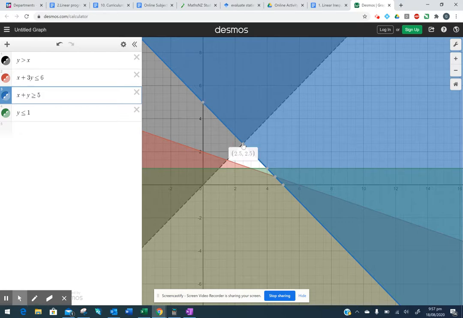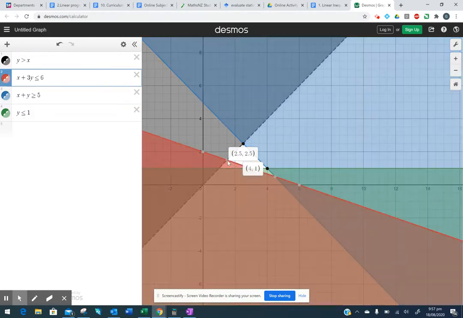So I'm interested in that one, which is 2.5, 2.5. I'm interested in that one, which is 4, 1. I'm interested in this one, which is 1.5, 1.5. And I'm interested in this one, which is 3, 1. And notice how those grey dots suddenly became black. That's a good way to help you know that you selected the right points.